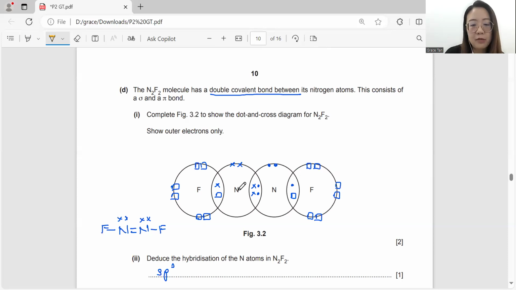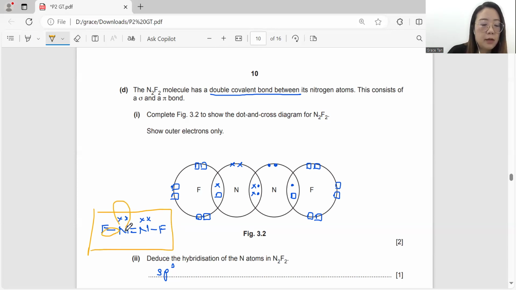Deduce the hybridization of nitrogen in N2F2. So nitrogen, can you see the structure I draw over here? If you focus, it has 3 electron clouds: 1 here, 2 here, and 3 here. When you have 3 electron clouds, it's something like your ethene molecule, correct or not? You learned that ethene is sp2: 1 electron cloud, 2 electron clouds, 3 electron clouds. So it's sp2. It follows your alkene. You apply accordingly, sp2.